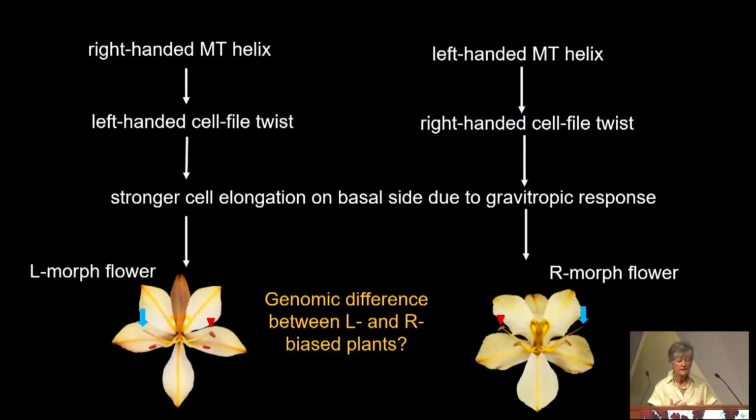Okay, so our model we're working with at the moment is that there might be an initial setting up of a right-handed and a left-handed microtubule helix. Those then are converted into a left or a right-handed cell file twist, as we've seen in the SEM data, but then there's a gravitropic response that results in a stronger cell elongation on the basal side of the styles. And that's how we get an L-morph and an R-morph flower.